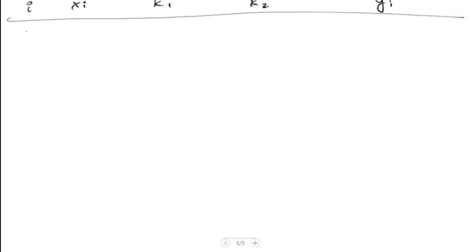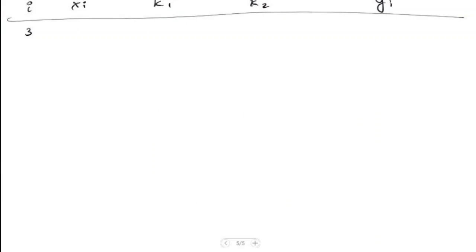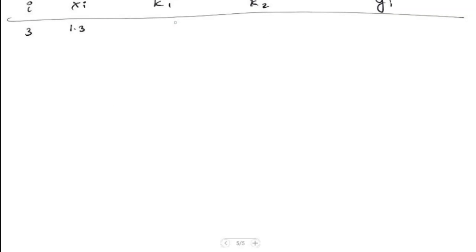So maybe I'll just write again here. So this is I, xi, K1, K2, and yi. So I is equal to 2, I is equal to 3, and x3 will be x2, that's 1.2 plus h, which is 1.3, and for K1 we have 2 times y2 divided by x2. So we have 2 times y2, which is 2.878, divided by x2, which is 1.2, and this gives us the value 4.797.